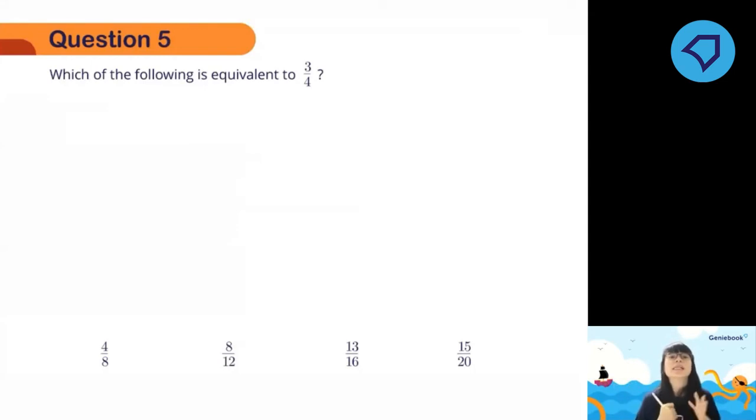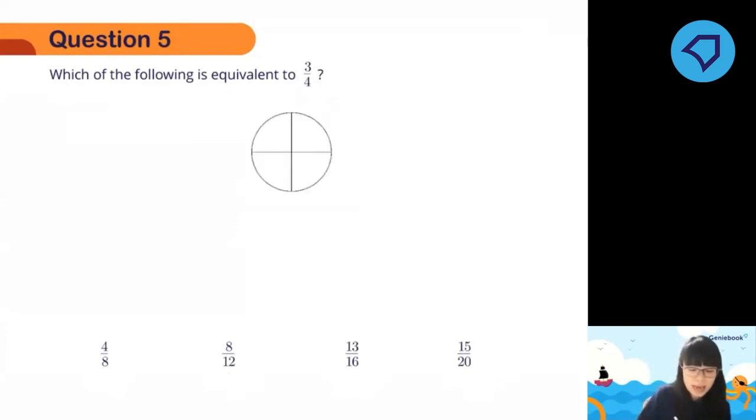Which of the following is equivalent to 3 over 4? Now that you're given a fraction 3 over 4, I did not give you the numerator, I did not give you the denominator. You are to identify which one, 4 over 8, 8 over 12, 13 over 16, or 15 over 20 is the same as 3 over 4. What do you guys think? So let me explain, okay? So you have 3 out of 4, correct? Then what do I need to do?